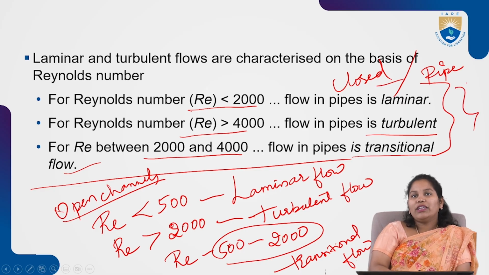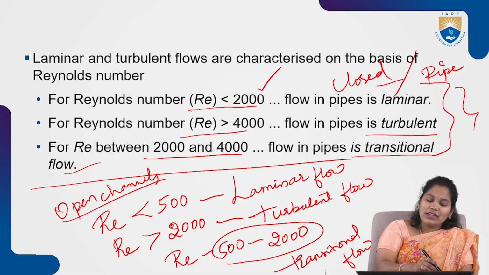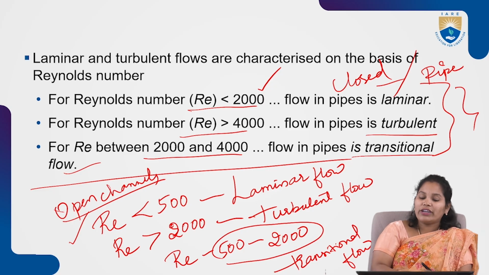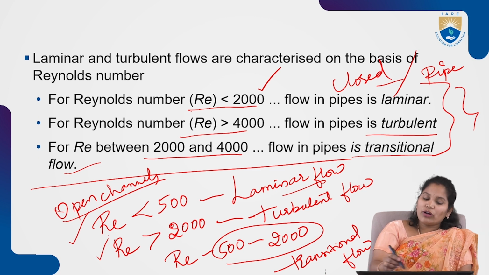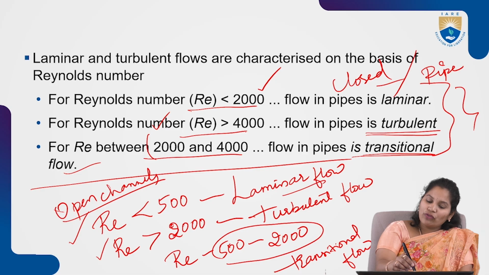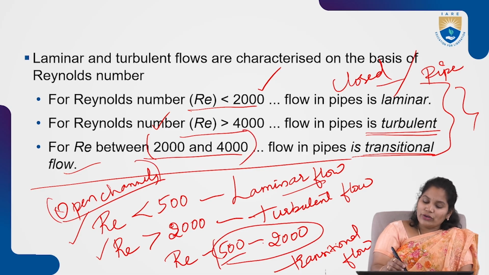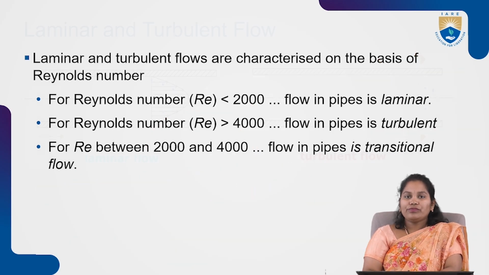For closed pipe, the Reynolds number is less than 2000. For open channel, the Reynolds number is less than 500. It is laminar. For turbulent in open channels, the Reynolds number is greater than 2000. For closed conduit, greater than 4000. That is a turbulent flow. The transitional state for closed conduit is 2000 to 4000. For open channels it is 500 to 2000. That is your transitional flow.